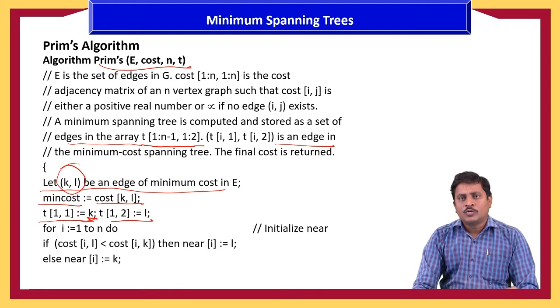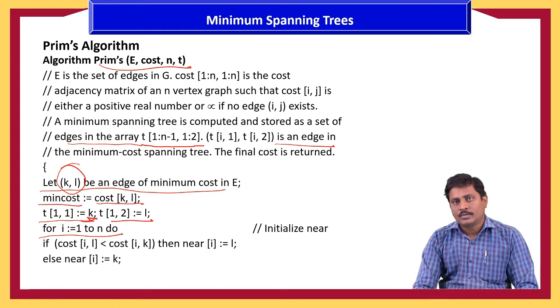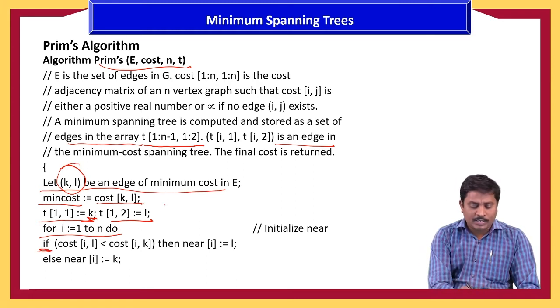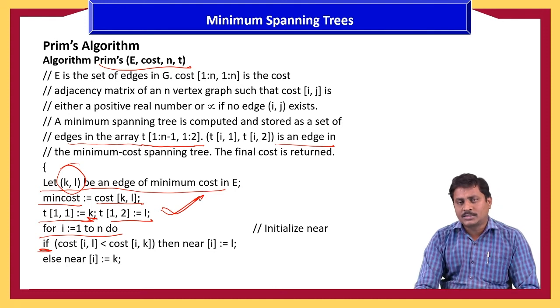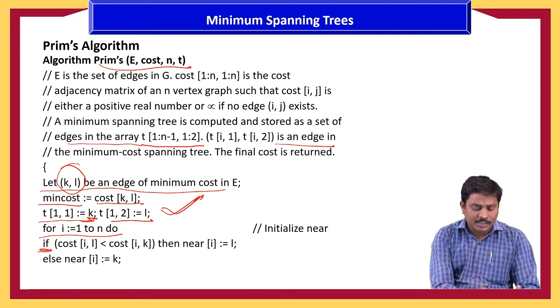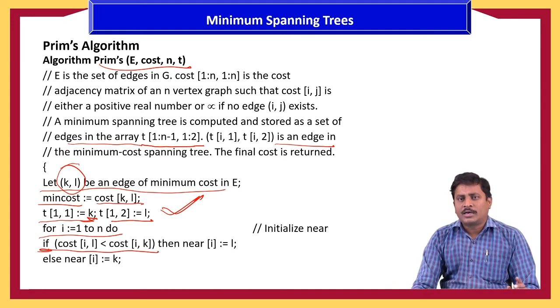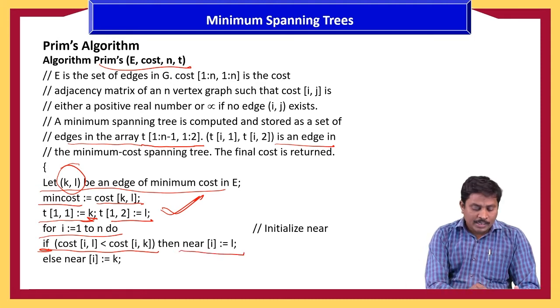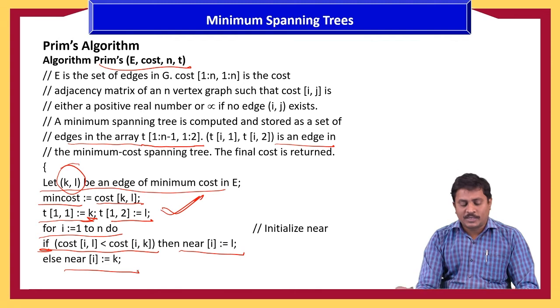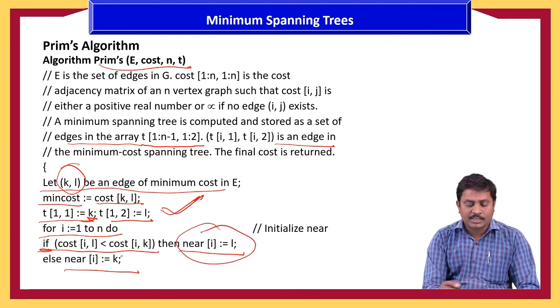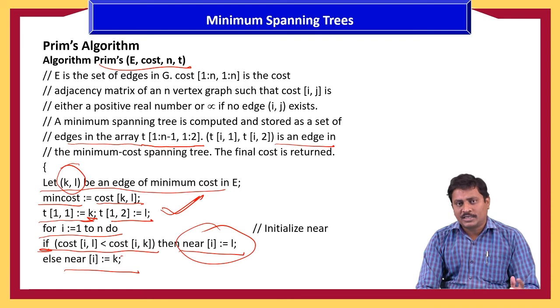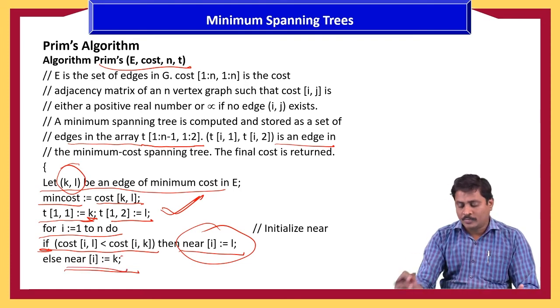So in Prim's algorithm, we start from a starting vertex. For i equal to 1 to n, now the nearer vertices: to connect this first vertex with the remaining vertices, among those edge cost values we choose the minimum cost value. That's why we write the condition: if cost of i, l is less than cost of i, k, then near of i equals l. Otherwise, near of i equals k. If that condition is satisfied, near of i value is l. That means that is the minimum cost path. Otherwise, we choose the next path, which is the minimum cost path.